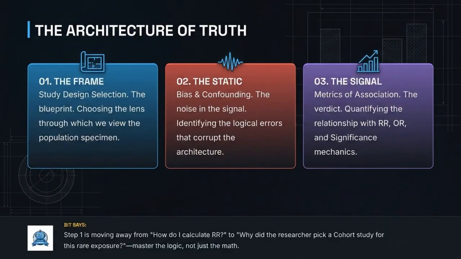Our mascot BIT always says the most important pivot you can make in your prep is moving away from asking how to calculate something to asking why the researcher picked this specific design. The boards love to ask you for the next best step in study design before ever asking for a calculation. If you cannot pick the correct frame, you will never find the accurate signal. This requires a total shift in how you read every single prompt.